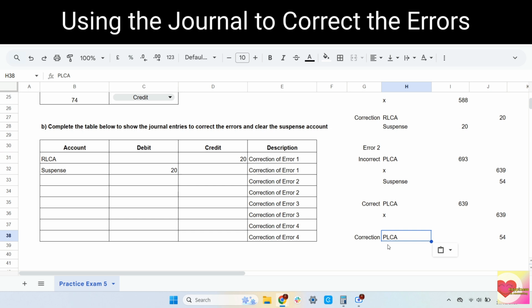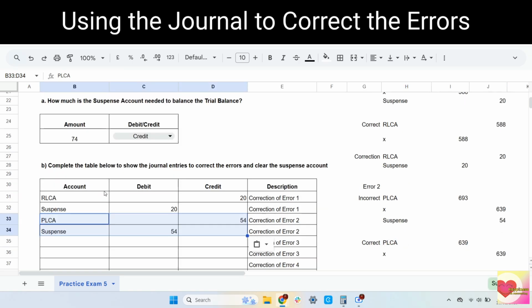Next is the opposite entry, 639 in credit, which is correct, so we don't have to add it to our correction. Next, the suspense account, 54 in credit, should be cleared, so we should put 54 in debit. Then let's transfer them to our journal entries. Next, let's move on to the third error.